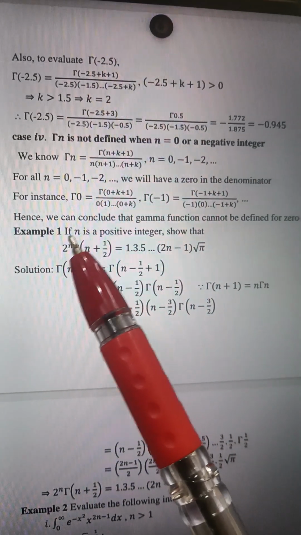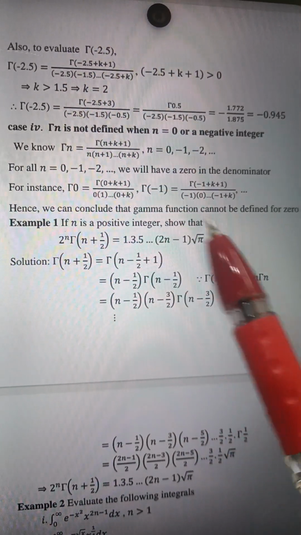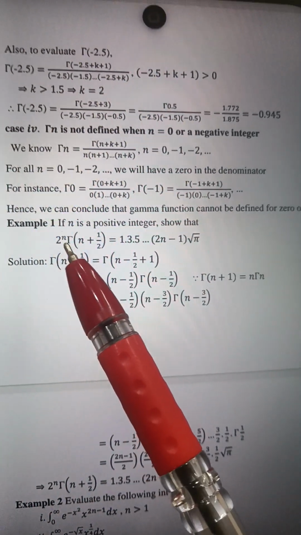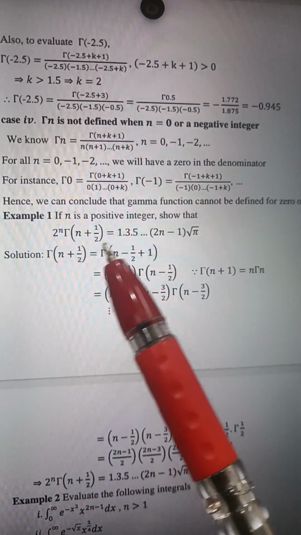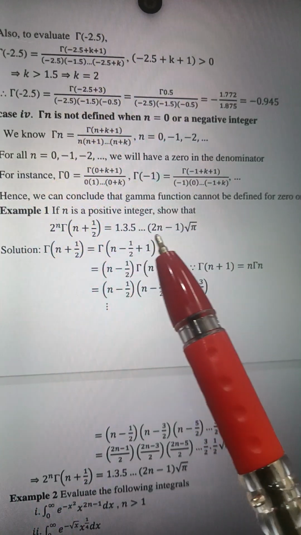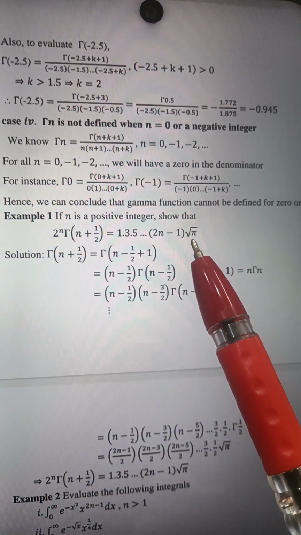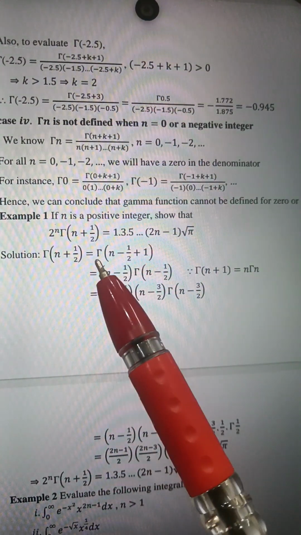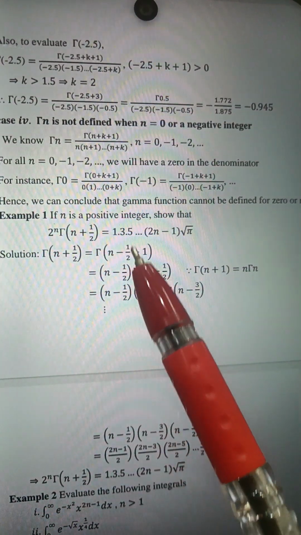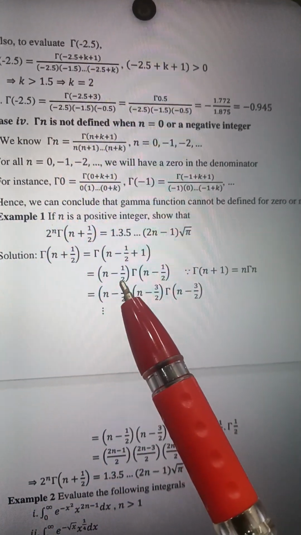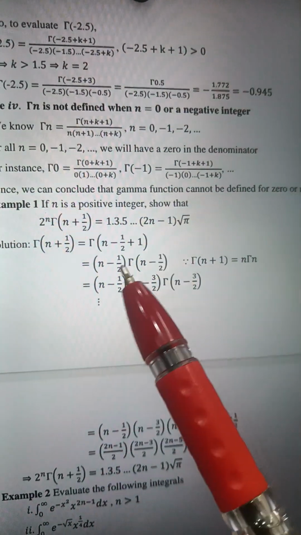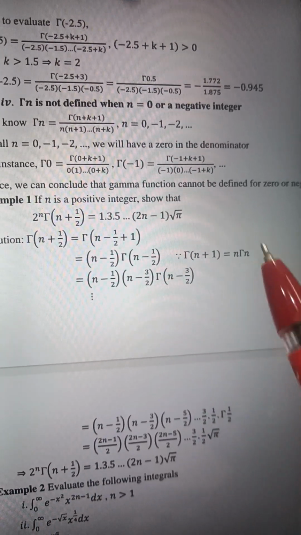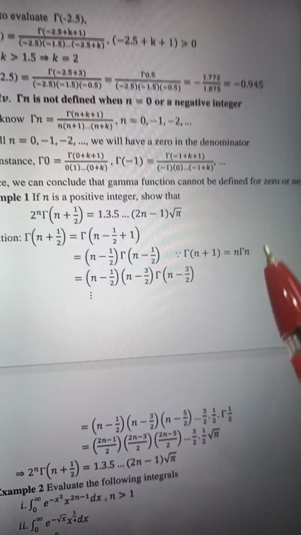Example number 1. If n is a positive integer, we have to show that 2n factorial n plus 1 upon 2 equals 1.3.5 up to 2n minus 1, root pi. We have to show it. Okay. Factorial n plus 1 upon 2 equals n minus 1 upon 2 plus 1, same, continuing the same pattern as we have discussed earlier. n minus 1 upon 2 factorial n minus 1 upon 2. See, we are using this result.